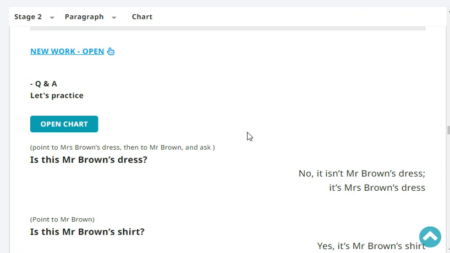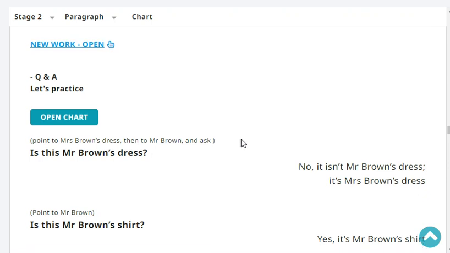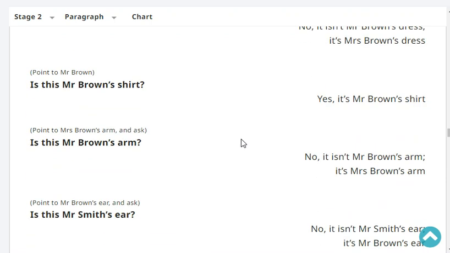Is this Mr. Brown's dress? No, it isn't Mr. Brown's dress. It's Mrs. Brown's dress. Very good. Is this Jack Brown's shirt? Yes, it's Jack Brown's shirt. Very good. Is this Mr. Brown's arm? No, it isn't Mr. Brown's arm. It's Mrs.